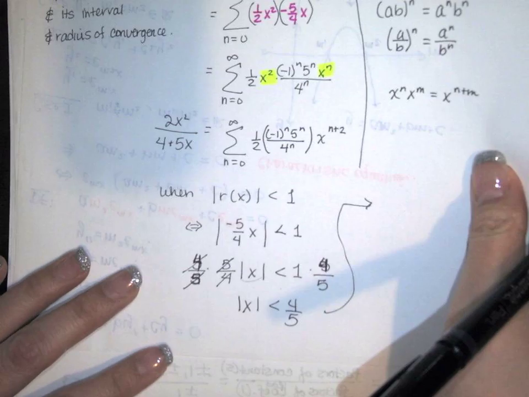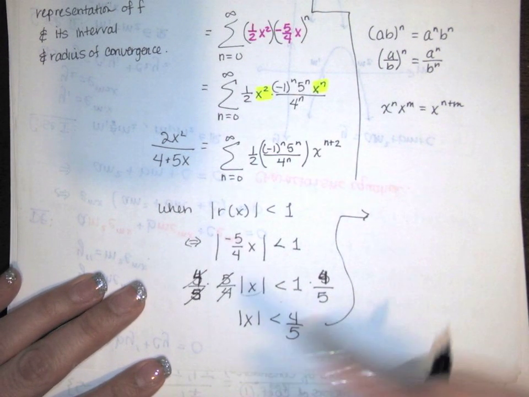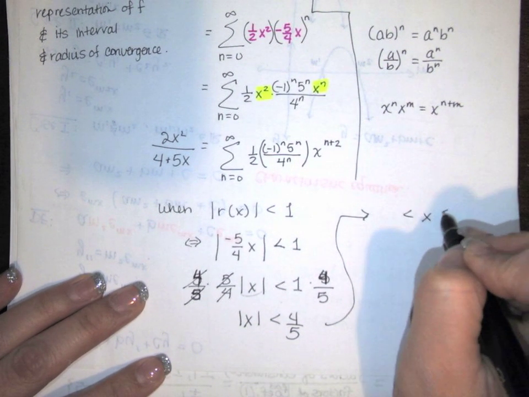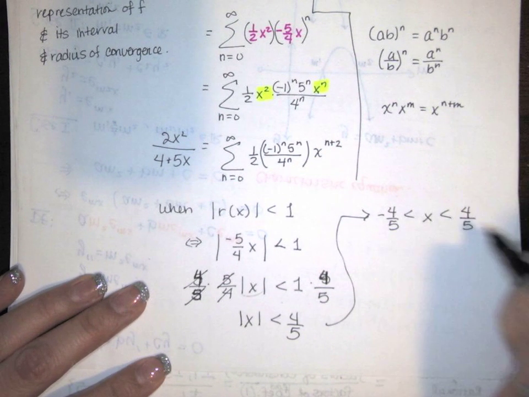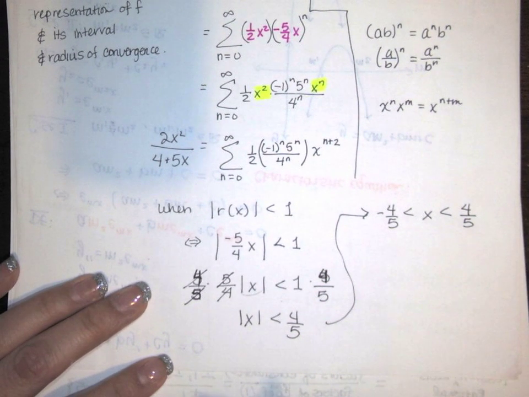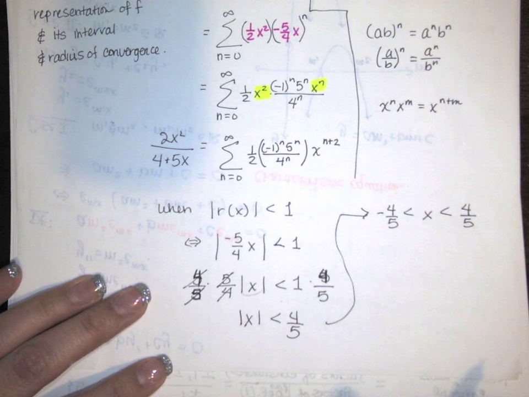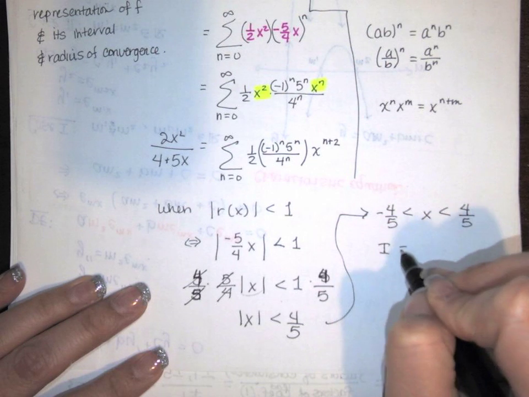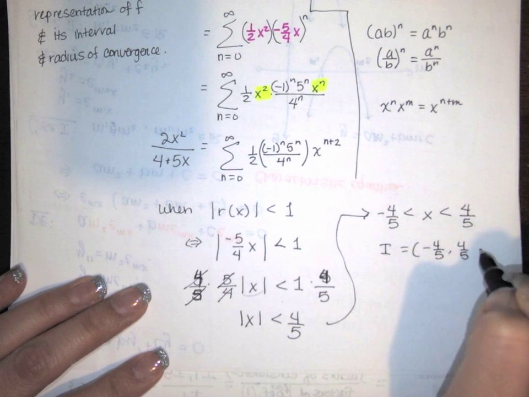And if the absolute value of x is less than a positive number, that means the x has to be between the negative version of that number and the positive version of that number. And if you don't remember why that's true, you can always text me and I'll remind you. Okay, so that is our interval of convergence. Normally we write it in interval notation like this instead.